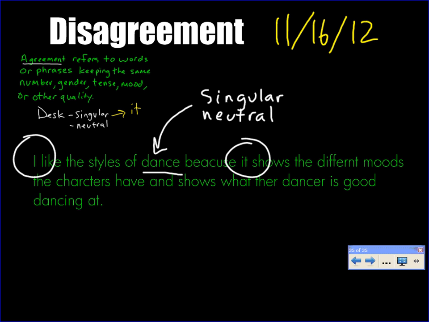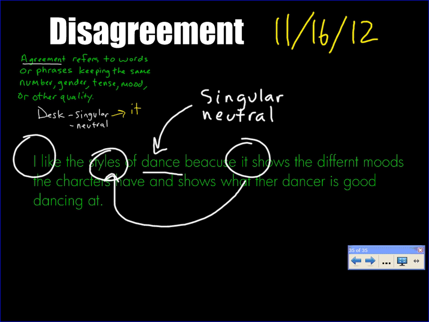But it doesn't actually replace dance. What word does it replace? Very good. Styles. It actually replaces styles. What shows the different moods? The styles show the different moods. The different styles show the different moods.